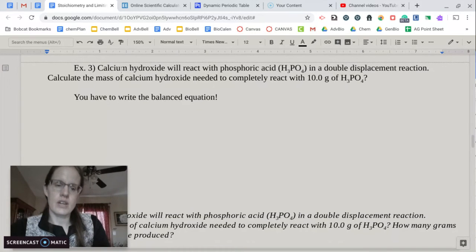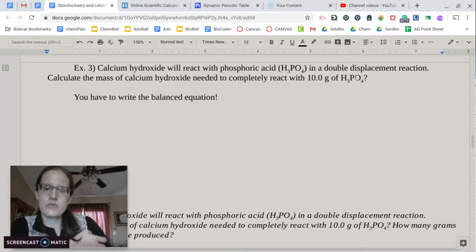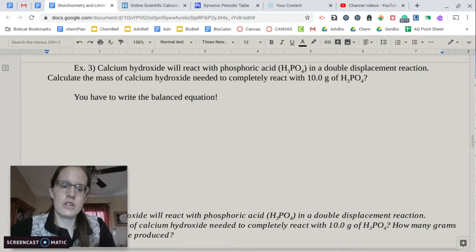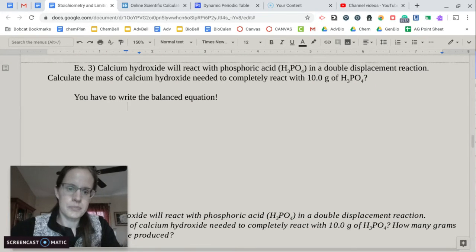They've told us that we've got calcium hydroxide, and it's going to react with phosphoric acid. They've given us that formula because I didn't teach you how to write acids, and it's a double replacement reaction. They want us to calculate the mass of calcium hydroxide needed to react with 10 grams of the phosphoric acid. Now, your first step would have been to write those numbers on your equation, but you don't have an equation, so we have to do that first.